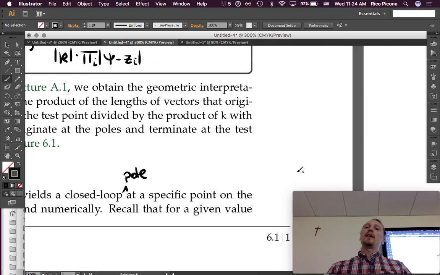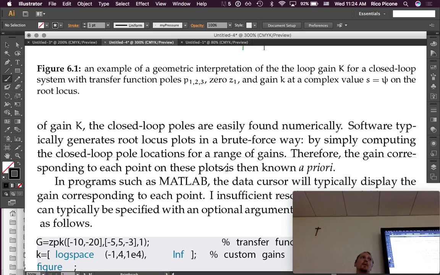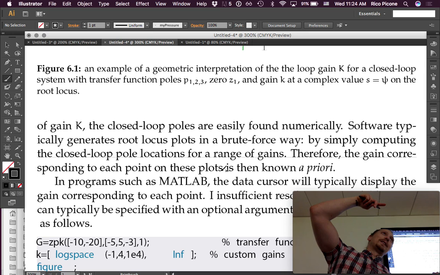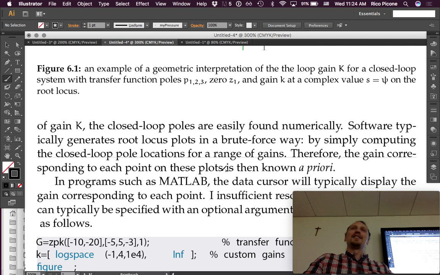Recall that for a given value of the gain, the closed loop poles are easily found numerically, right? We talked about that when we were designing for what the gain should be, but if you have a specific gain, it's easy to find where the poles are. Software typically generates root locus plots in a brute force way, by simply computing the closed loop pole locations for a range of gains. So it just plugs in gains, gets out the closed loop poles, sticks them on the root locus plot, and then plugs another value of gain in there and sticks those on there. It doesn't go through all the rules for sketching, doesn't do any of that. It just plugs in numbers, which is, you know, computers, they can cheat like that.